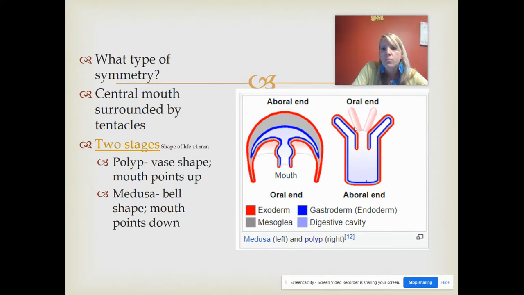So polyp is vase-shaped, mouth points up. Medusa is bell-shaped, mouth points down.